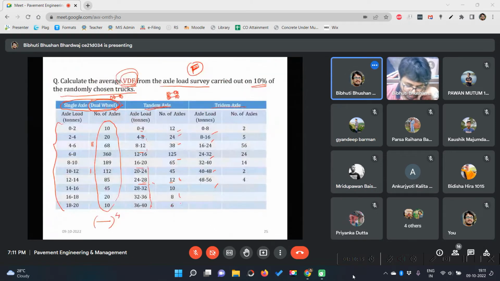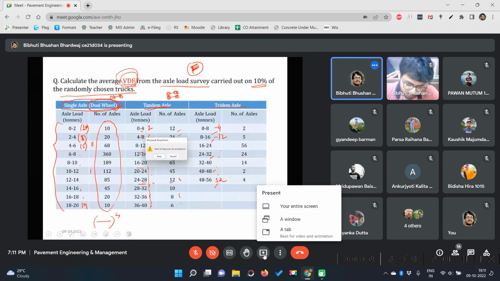So what you have to do? Generally in statistics, we take the mid value. So 0 to 1, you can consider as 1 kilometer. This is 3. This is 5. Like that, similarly 2, 6, 10, like that. Then 4, then 12, like that. You don't have to do it manually, you can practice in Excel.